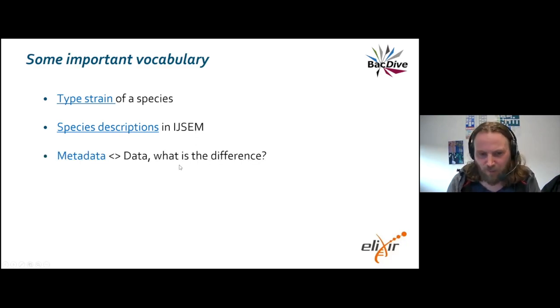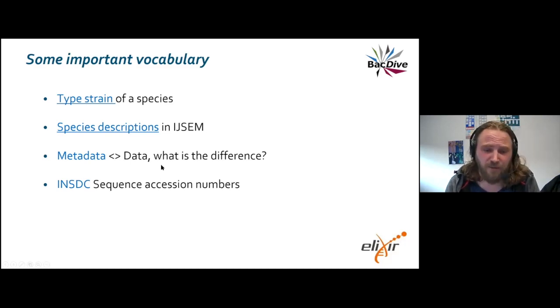Metadata and data. What is the difference? So metadata is data about data. This is why it was called the BacDive metadatabase. This is because it was meant to complement the sequence data. You have the sequence data, and then you always talk about the metadata. But it is data, and you will see in BacDive this is not only metadata.